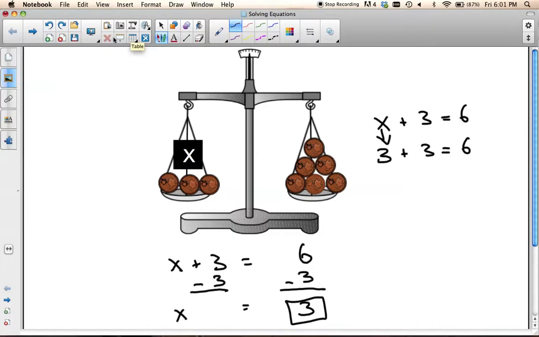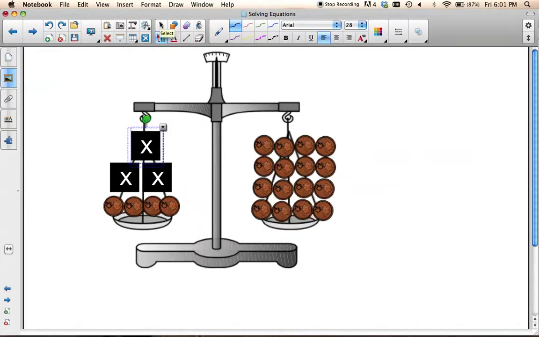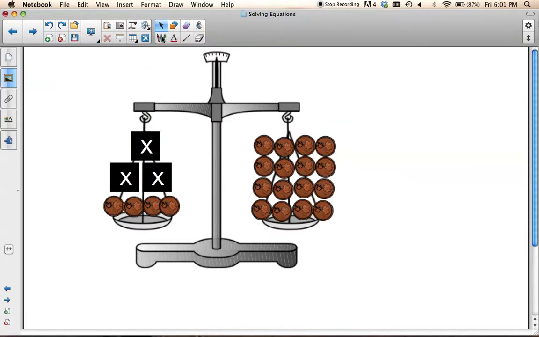So let's look at another example, one that's a little bit tougher. On this side, I have 3 unknowns. So I have 1, 2, 3 x's, so 3 variables that I don't know what they are, and 4 pennies. And on this side, I have 4, 8, 12, 16 pennies.